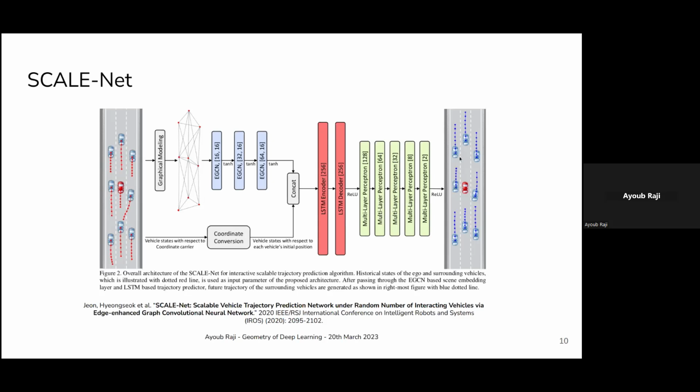So basically we have the previous positions and movement of the cars. We create a graph modeling the interaction and the movement between all the vehicles, and this gives the network some knowledge about the interaction.